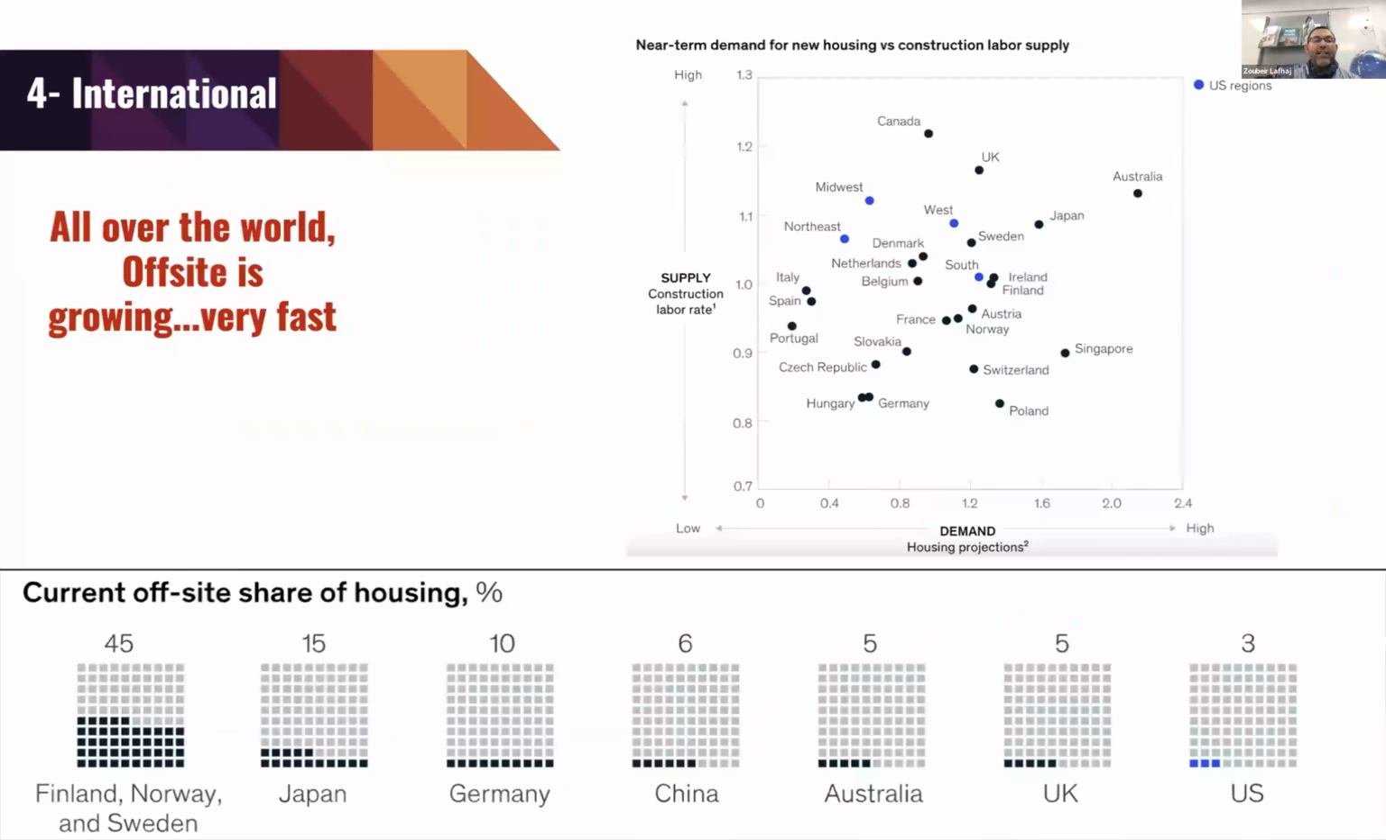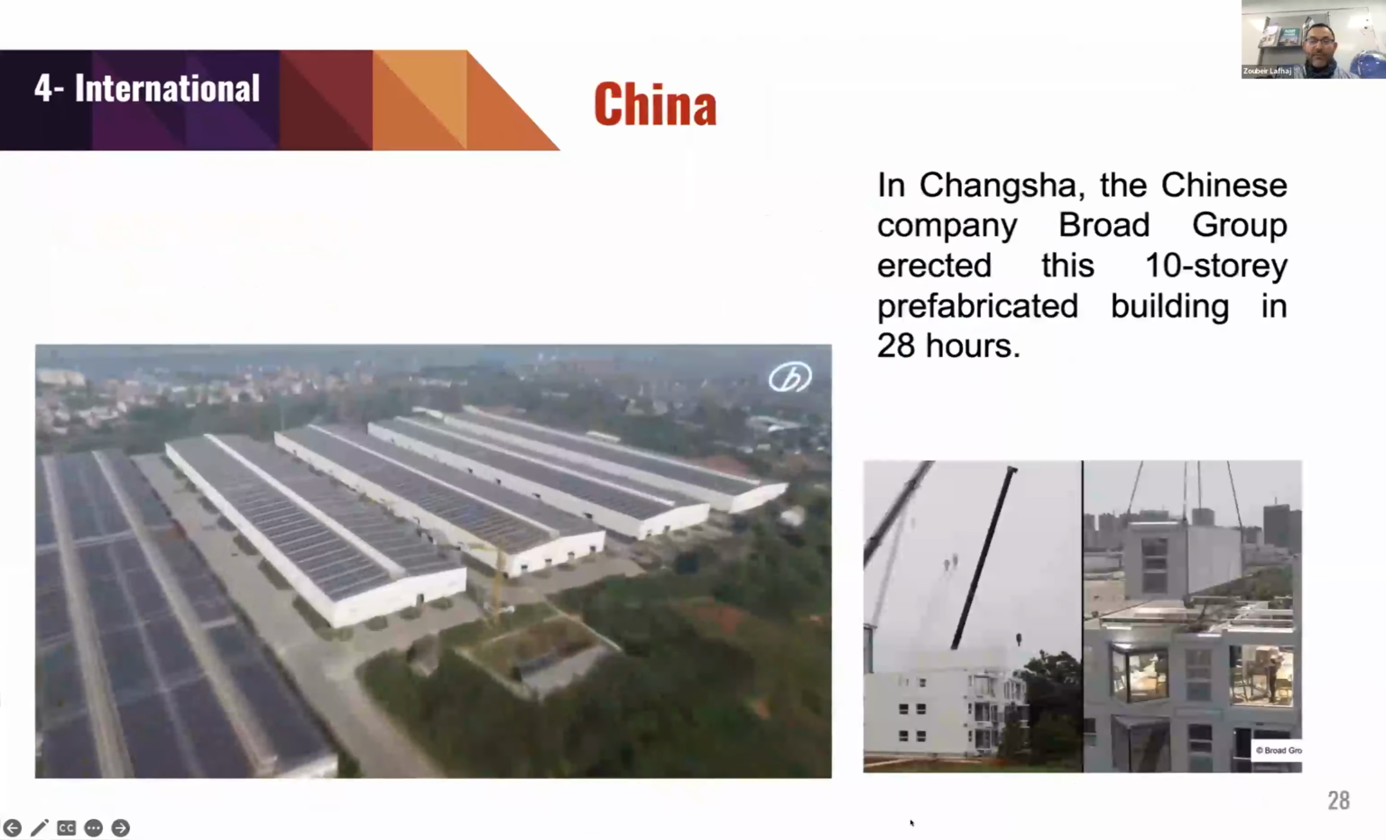All over the world, off-site is growing very fast. Here you can see the supply, construction, labor, and here the demand. You can see UK, Australia, Singapore, Czech Republic. You can see here Italy, France. I didn't see Qatar. So this is very important. Canada, look at that. You can see a lot of demand. So this is very important. Current off-site shares of houses: Finland, Norway, Japan, Germany, China, Australia, UK, and US.